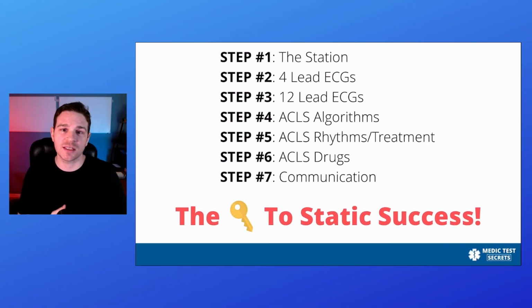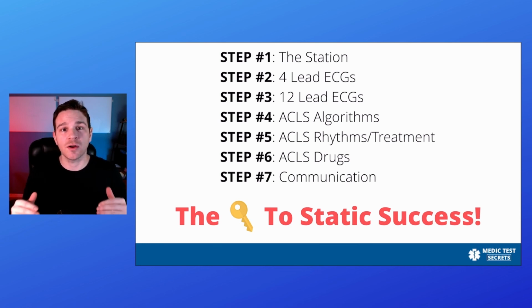So again, these are the steps. Step 1, you got to understand the station. You got to know the ins and outs of it and how you can use that to your advantage. Step number 2, 4-lead ECGs, be able to interpret them. Step 3, 12-lead ECGs, be able to interpret any arrhythmias as well as any ischemia or infarct. Step number 4, you have to know the ACLS algorithms and know them well. Step number 5, you have to know the ACLS rhythms and how to treat them with the ACLS algorithms. Step number 6, make sure you know the drugs and the dosages. And step number 7, make sure you have a format to communicate the answers back with your skill examiner on test day. And if you follow these steps when you're preparing for static cardiology, these are the keys to static cardiology success.